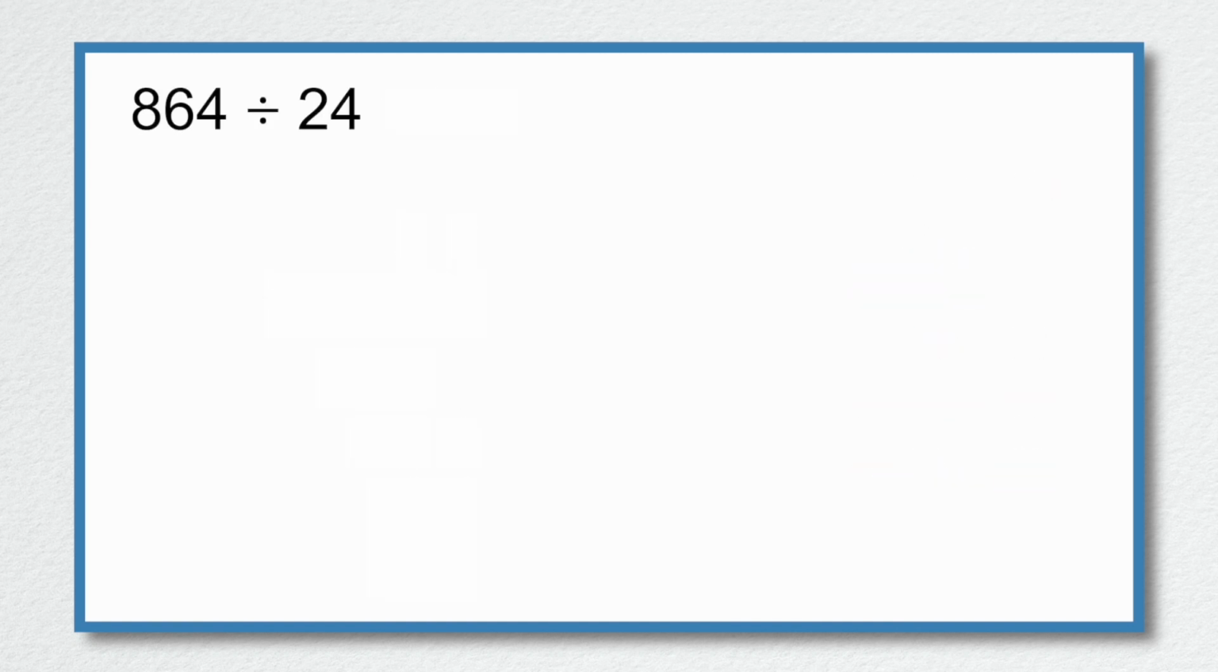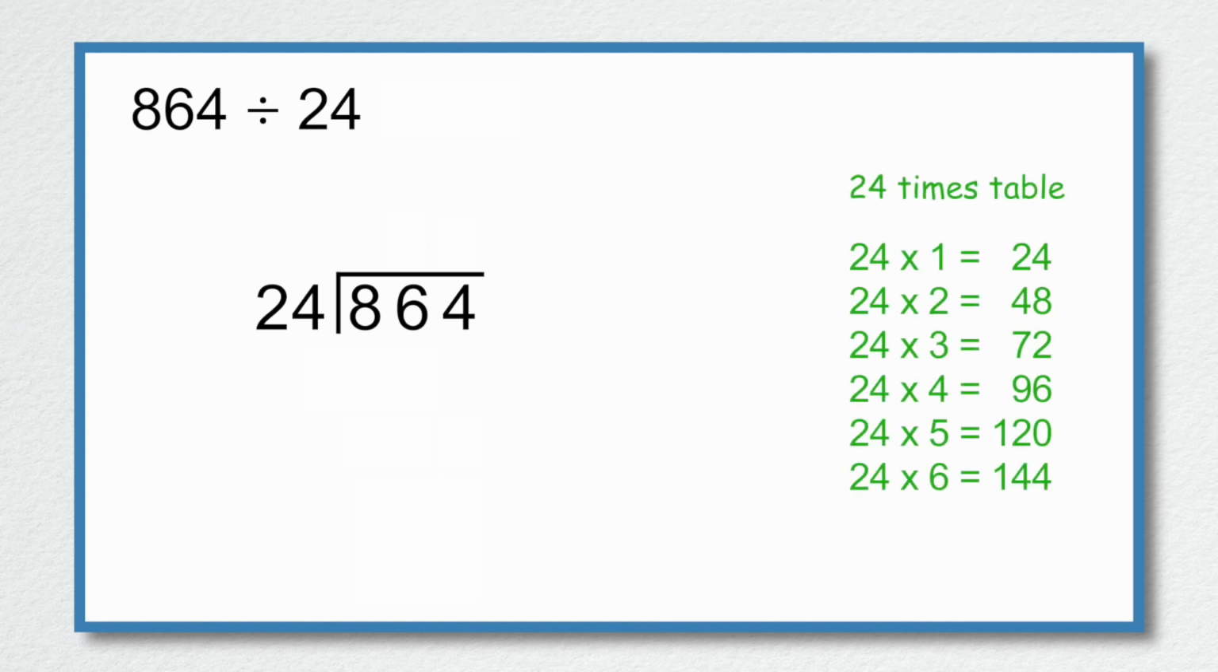864 divided by 24. We'll lay the problem out. Now let's lay out the 24 times table, or the multiples of 24. Again, I'm just going to write down the first 6. Because we're dividing by a two-digit number, we'll look at the first 2 digits of 864. 86 divided by 24. Well, we can see that 24 multiplied by 3 is 72. 24 multiplied by 4 is 96, so that's too many. 24 goes into 86 3 times, because 24 multiplied by 3 is 72.